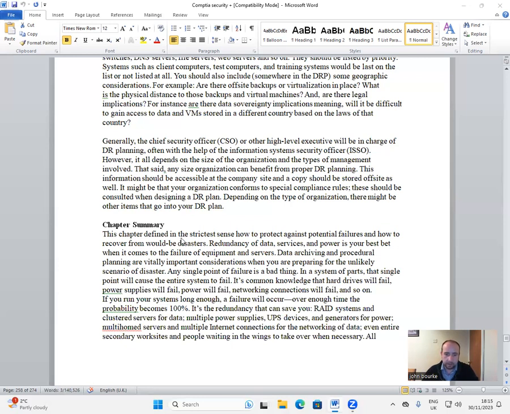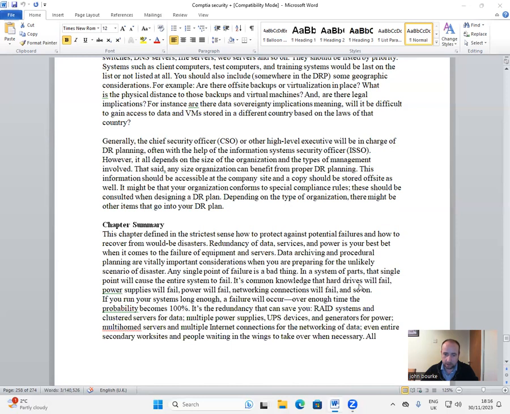This chapter defined in the strictest sense how to protect against potential failovers and how to recover from would-be disasters. Redundancy of data, services, and power is your best bet when it comes to the failover of equipment and service. Data archiving and procedural planning are vitally important considerations when you are preparing for the unlikely scenario of a disaster. Any single point of failure is a bad thing. In a system of parts, that single point will cause the entire system to fail.